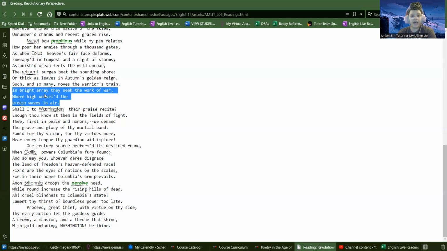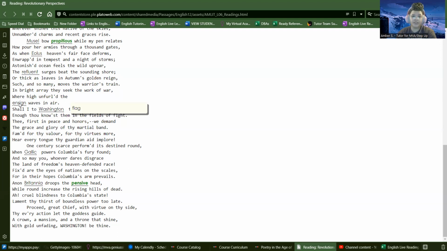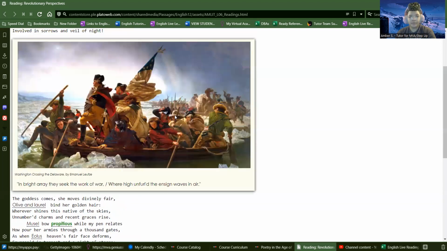And then it says, where high unfurled, the ensign waves in the air. So the ensign is the flag. If you mouse over it, that's what it is. So as the bright array of soldiers seek the work of war, their flag is unfurled or unfolded, and it's waving in the air. Now, if you scroll up, that's what this picture is supposed to give you a portrayal of here.